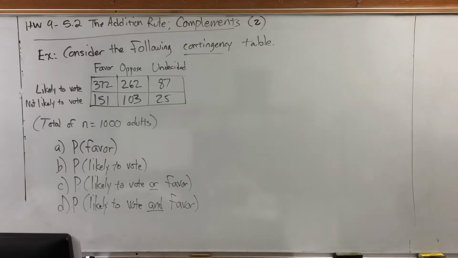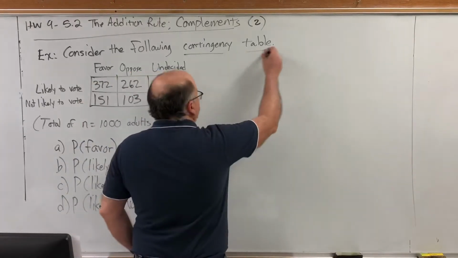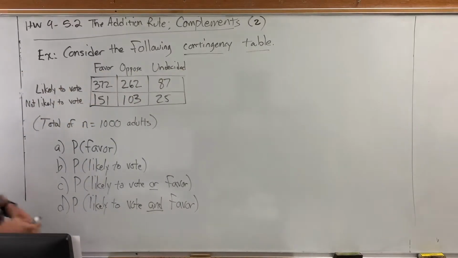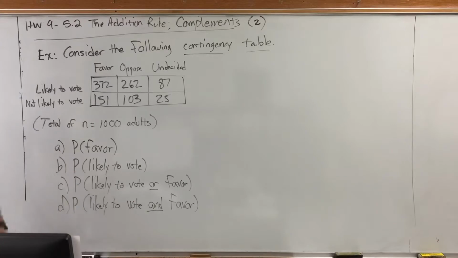Let's take a look at what's called a contingency table. I meant to underline the word table also. A contingency table is just a table that organizes information, usually from two perspectives.